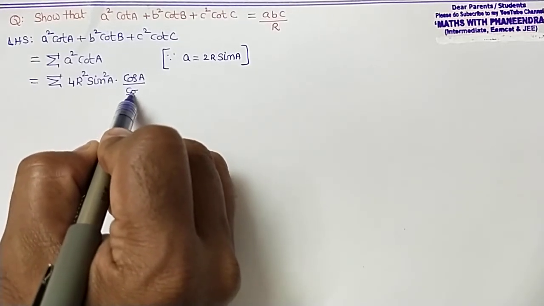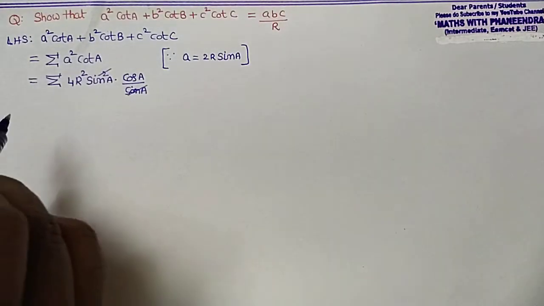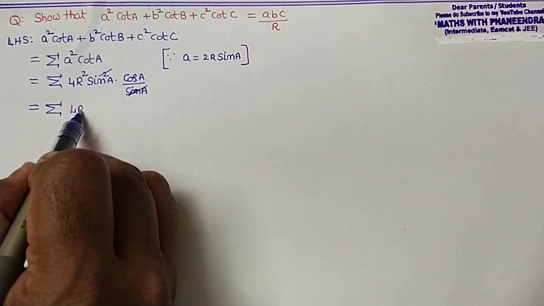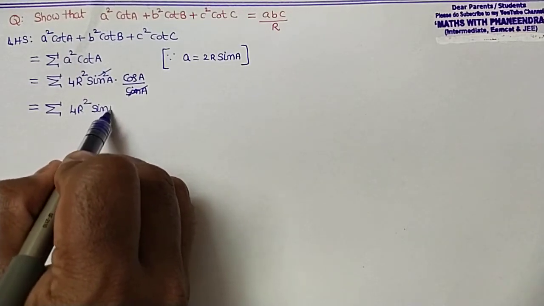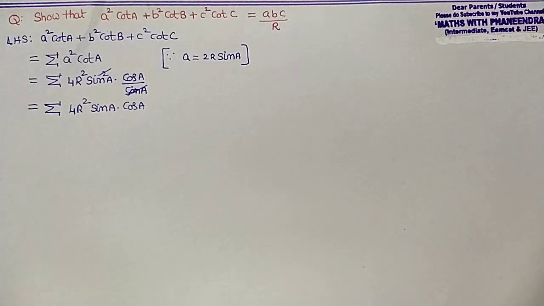Now one of the sin A values will be cancelled. After that, sigma 4R square into sin A into cos A. In the next step, we know the relation between sin A cos A in terms of sin 2A. So 2 is required here to get the formula of sin 2A. So 4R square can be written as 2 into 2R square. So 2 into sin A cos A will become sin 2A.